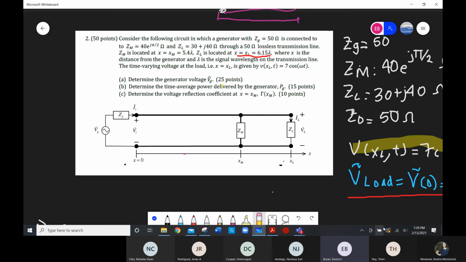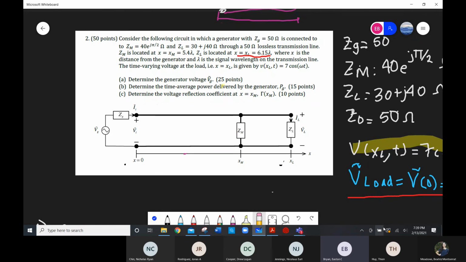We found two different reflection coefficients, one for the little transmission line and one for the big transmission line. The one we did for the big transmission line is the one that has the load at the location XM. So that's the reflection coefficient you're going to use, because that's where it's being reflected from.